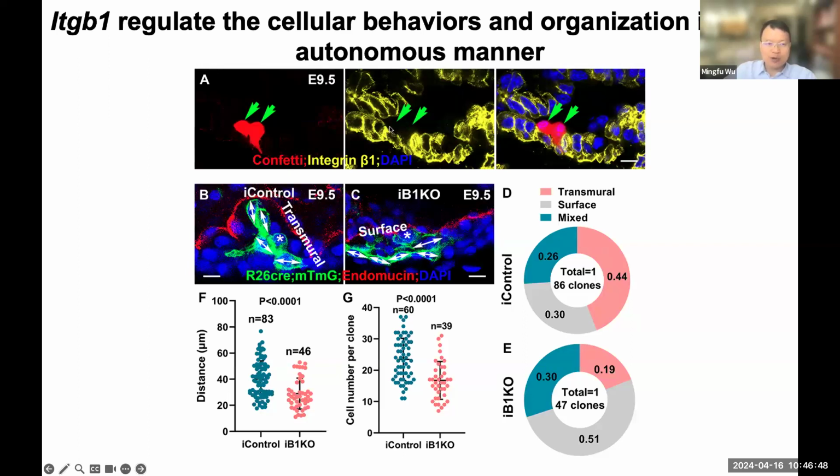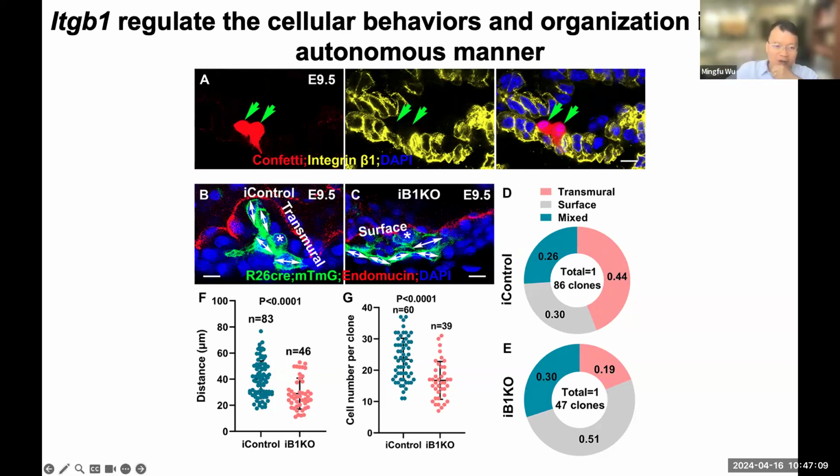So if, for example, here, the two cells, which are labeled by confetti, we can see integrin beta 1 expression was abolished in these two cells, but not in the other cells, right? So these are beta 1 integrin null cells, beta 1 integrin knockout cells. So we want to see the knockout cells. What about their migration, their proliferation, and their organization?